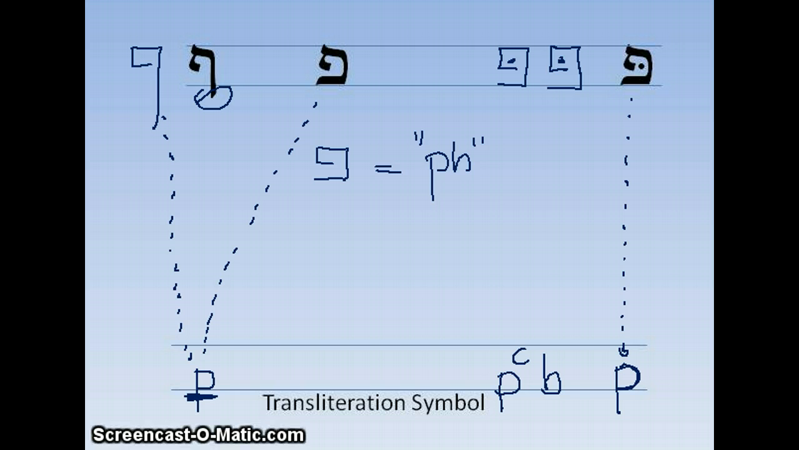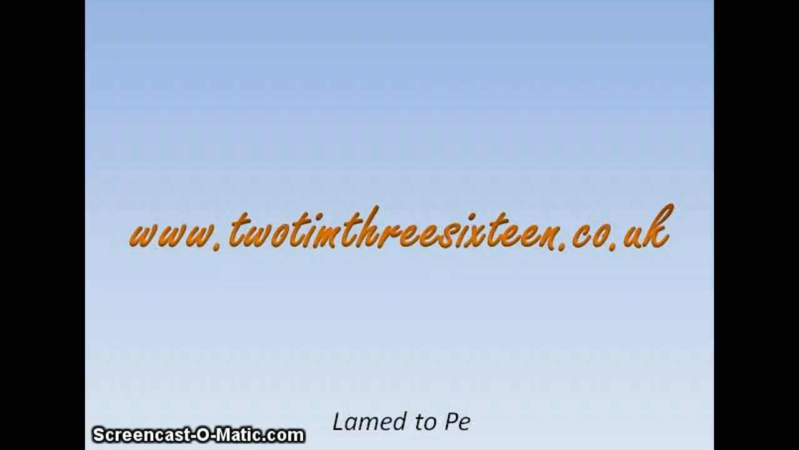So those are our letters that we're looking at today. Basically, we went from lamed to pei, and in the last screencast, we'll cover the remaining letters of the Hebrew alphabet.